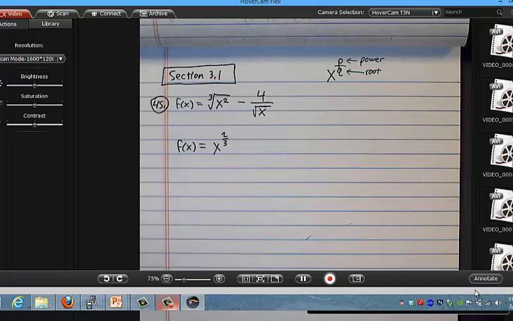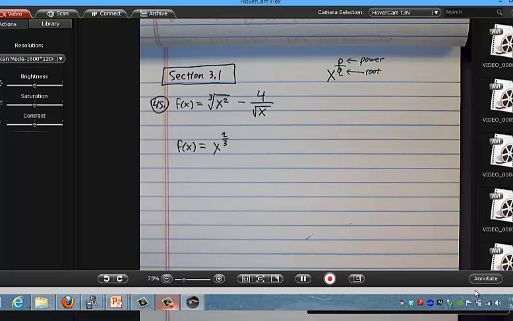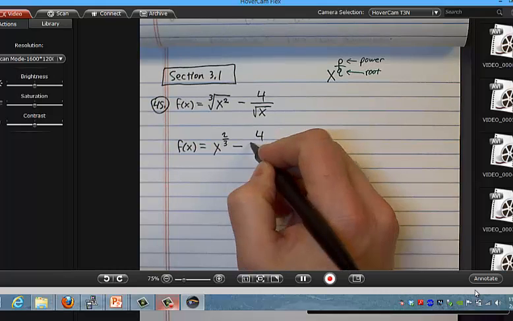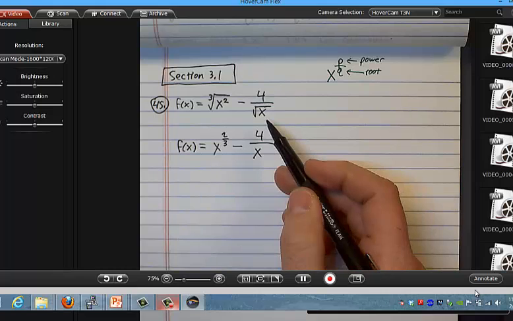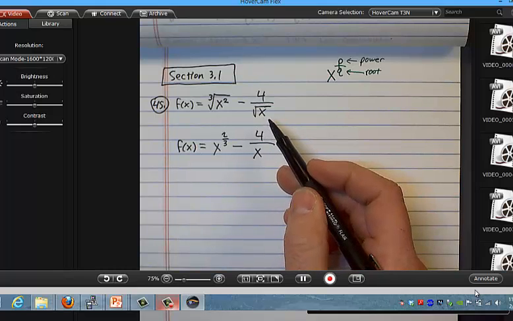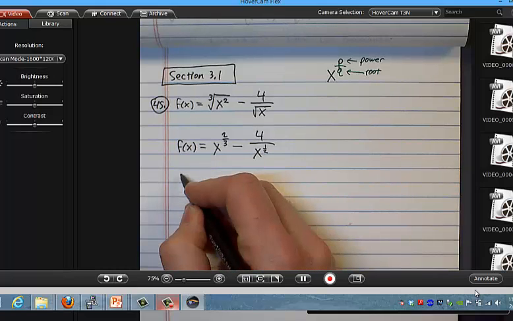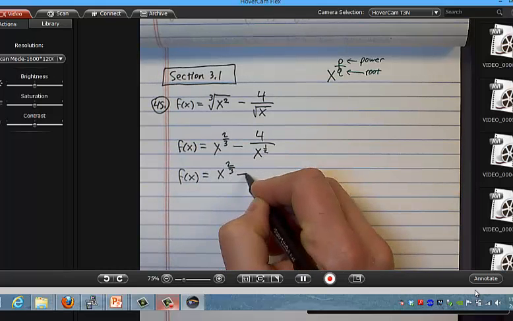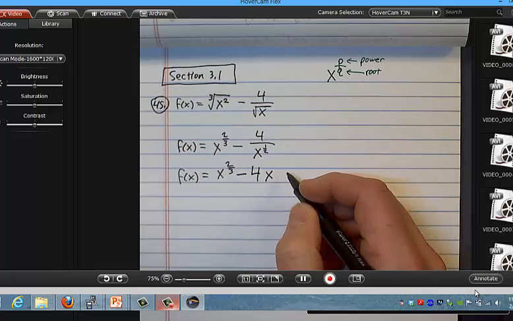Since this is a cube root, we put a 3 in the denominator. So over here, you could write minus 4 over x to what power? What do you do for square root? Do you guys know? 1/2 power, right? But there's a better way to write this. I'm going to write f of x equals x to the 2/3 minus 4x to what power?